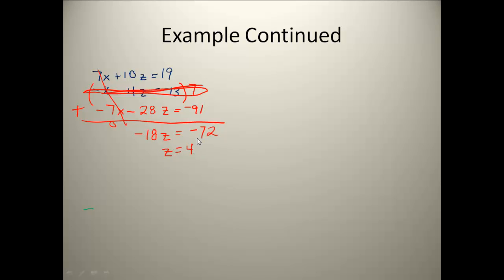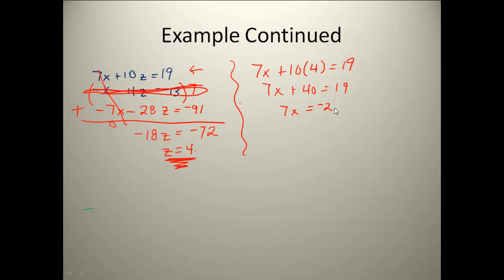Now what I'm going to do is start working backwards. Since I have one variable found already, I'm going to take that variable back up to the system I just got done with, and plug it in there to find my second variable. So if I plug it back into this top equation here, I have 7x plus 10 times z, well my z is a 4, and that has to be equal to 19. Solve that out and you get 7x plus 40 equals 19. Subtract 40 off and you get 7x is equal to negative 21. Divide by 7 and you get x is equal to negative 3.